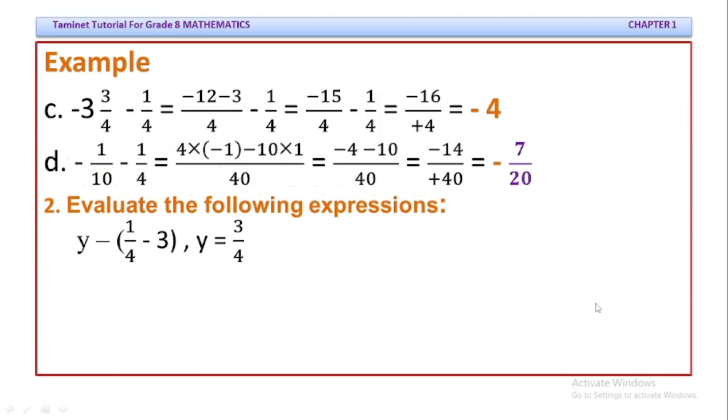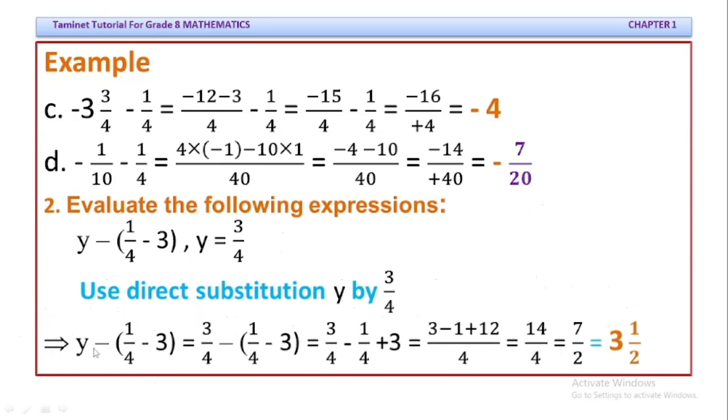Second, evaluate the following expression. So this is a given expression, y minus, in the bracket, 1 over 4 minus 3. So the value of y is already given as 3 over 4. So to solve this one, or to evaluate this one, we have to use a direct substitution approach. So we can substitute the value of y by 3 over 4 and we can solve it. So we use a direct substitution of y by 3 over 4.